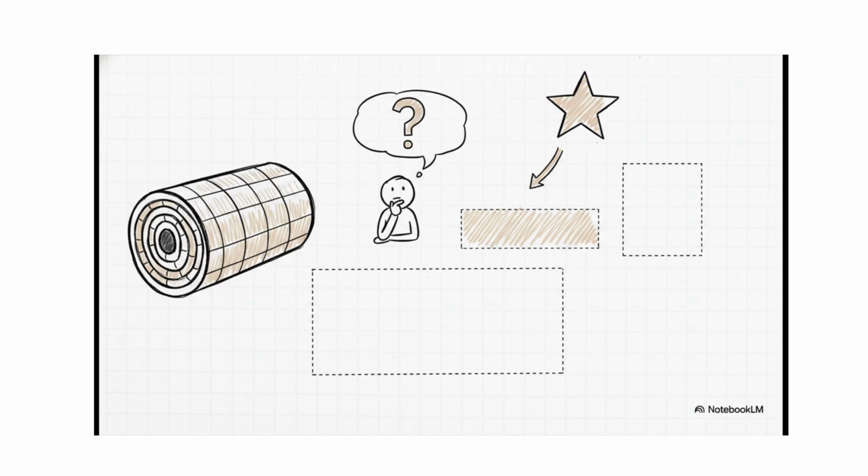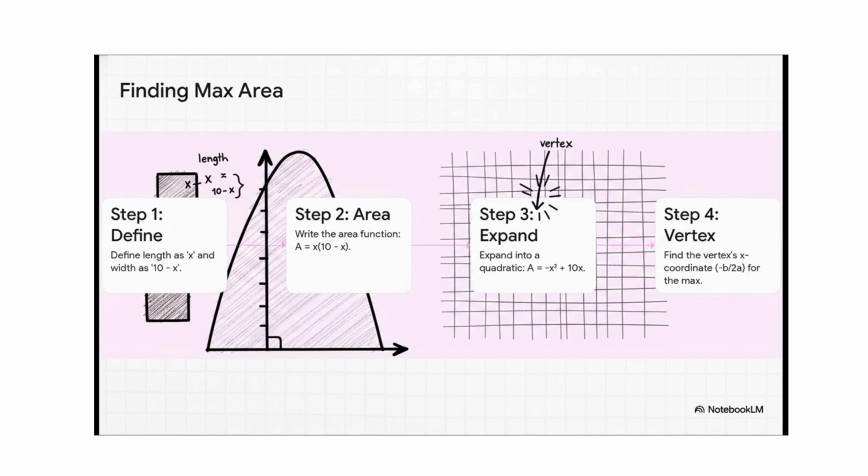This is a classic problem. How do you find that perfect sweet spot without just guessing all day? This is where we turn the word problem into a quadratic equation. We know the perimeter is 20, so 2 lengths and 2 widths add up to 20. That means 1 length plus 1 width has to be 10. So if we just call the length x, then the width has to be 10 minus x. Now area is just length times width, which gives us A equals x times (10 minus x). When we multiply that out, look what we get. A equals negative x squared plus 10x. There it is, our quadratic.